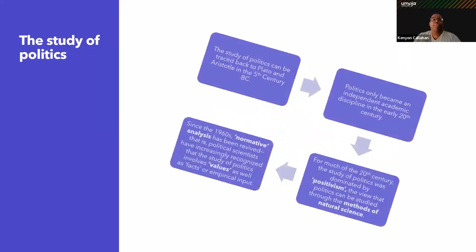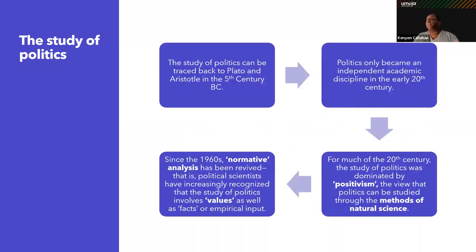The study of politics can be traced back to Plato, Aristotle, Socrates. Before I get to the second box, Plato, his teacher Socrates, Aristotle, Aristotle was a student of Plato, Plato was a student of Socrates. And so it goes back to the ancient Greek, the Greek idea of politics. And again, that's where does democracy come from? Ancient Greeks. Politics only became an independent academic discipline in the early 20th century. So this is where political science comes from. This is where this course comes from.